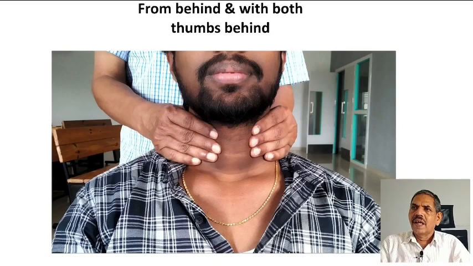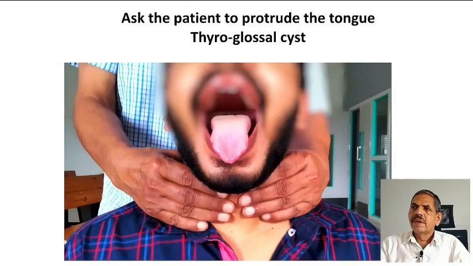After that, it is important to palpate the isthmus. Sometimes when there is a small midline swelling, while you are keeping the hand in the middle, it is better to ask the patient to protrude the tongue out, to see whether this swelling moves when the patient protrudes the tongue. This is the finding usually seen in thyroglossal cyst.